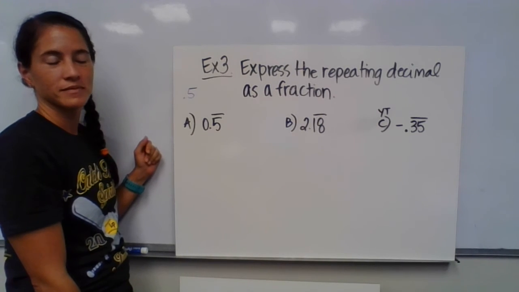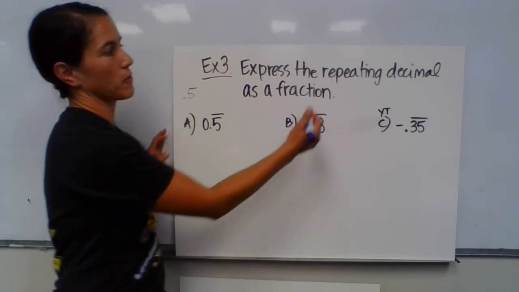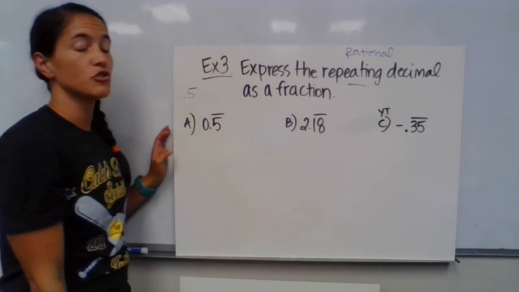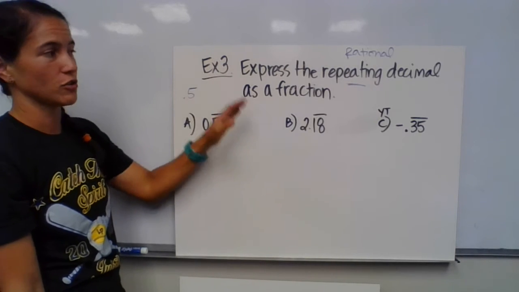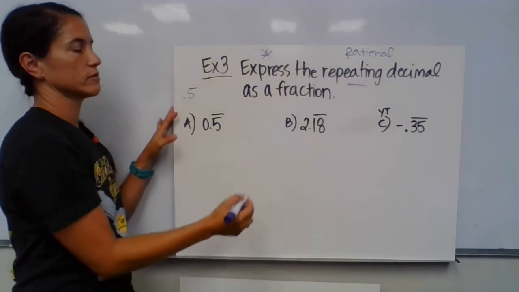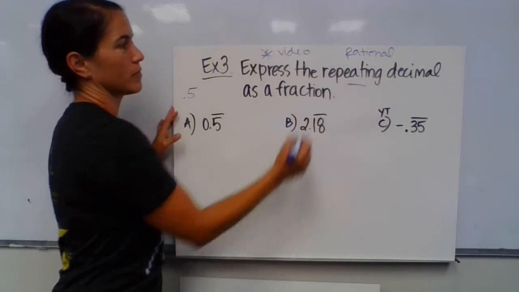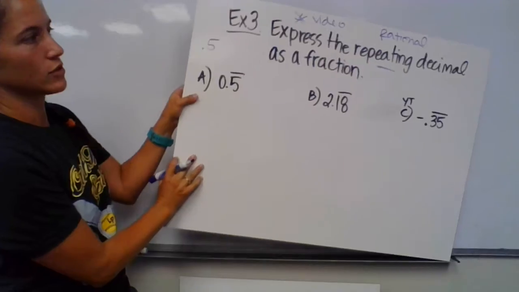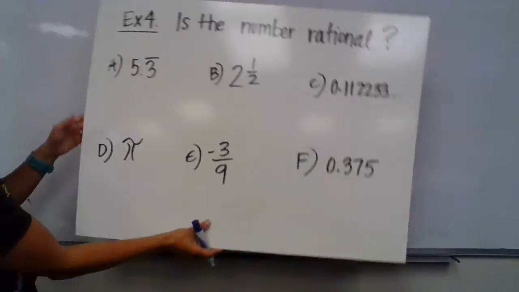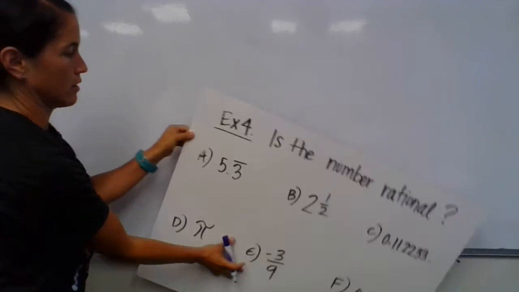So I might stop here. Okay, repeating decimals are rational because you can write them as fractions. That's why I need to show you how to write a repeating decimal as a fraction, but I'm going to make this a separate video because it's going to be too long in this video. So skip that example, and we're going to go to example 4.